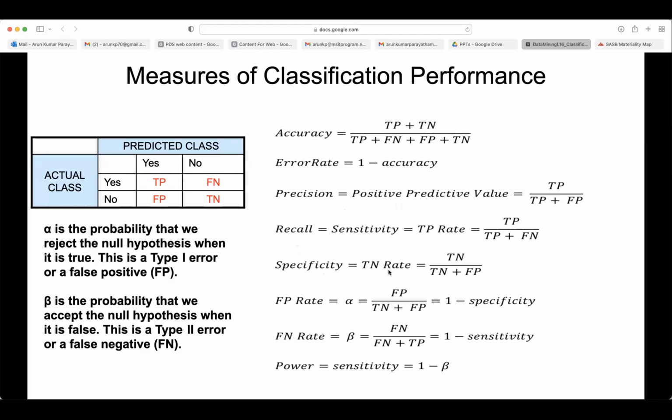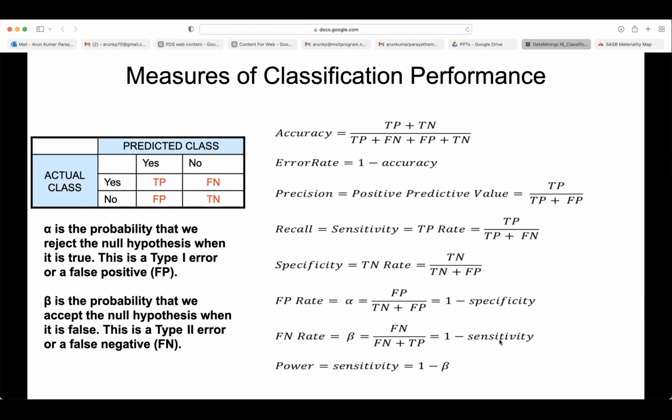Specificity is the true negative rate. This is exactly the reverse of the true positive rate. True positive rate will take TP in the numerator, true negative rate will take TN in the numerator. Then all negatives we should take. False positives means they are negative, but they are predicted as positive. So that is FP. So TN by TN plus FP is the specificity. FP rate, false positive rate, alpha equal to FP by TN plus FP. In other words, 1 minus specificity.